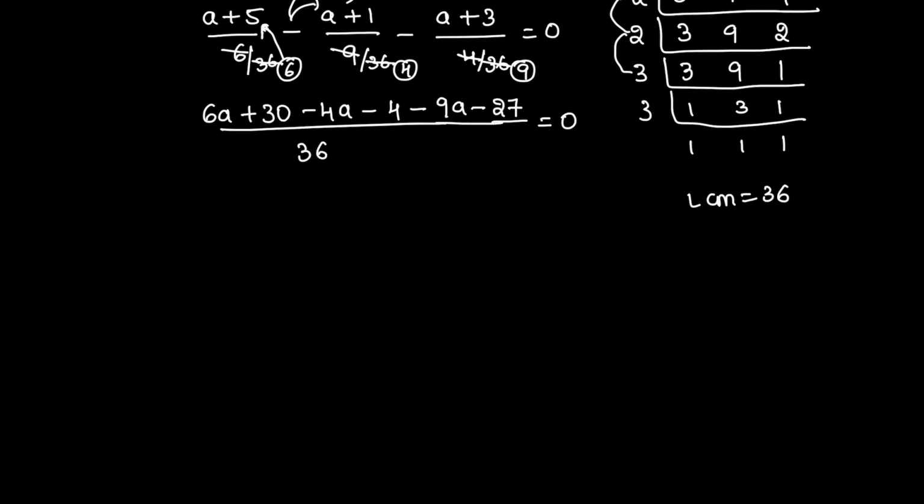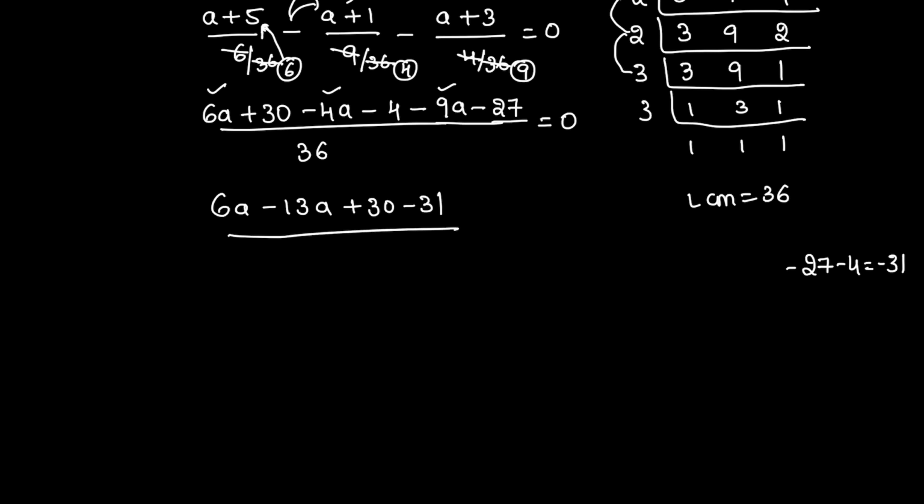Next, we'll take out all a terms. So here we have 6a, 4a and 9a. 6a, 9a and 4a have the same sign so you can add: 9, 10, 13. And here we have 30 and minus 27, and minus 4. So minus 27 and minus 4 give minus 31. Plus 30 minus 31 by 36, that is equal to 0.